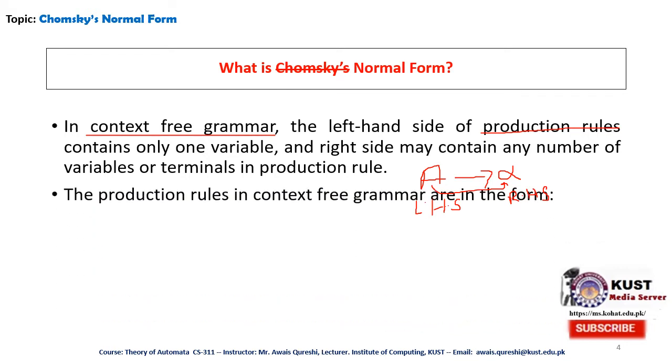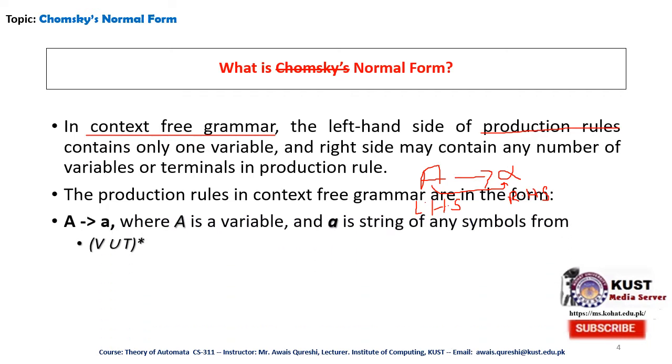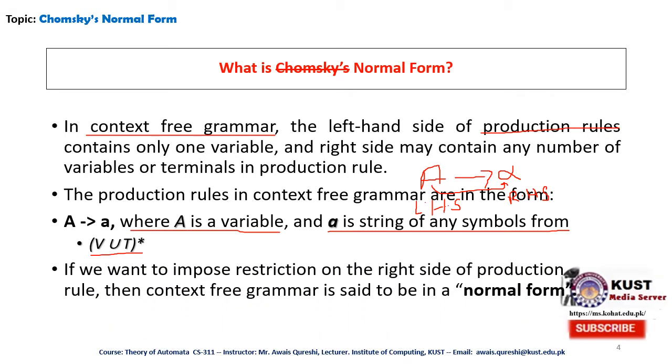The production rules in context-free grammars are in the form A implies alpha, where A is a variable, and alpha is a string of symbols from the set V union T. So if you want to impose a restriction on the right-hand side of the production rule, then the context-free grammar is said to be in a normal form. So this is the key point. Let me highlight this: if you want to impose a restriction on the right-hand side of the production rule, then the context-free grammar is said to be in a normal form.